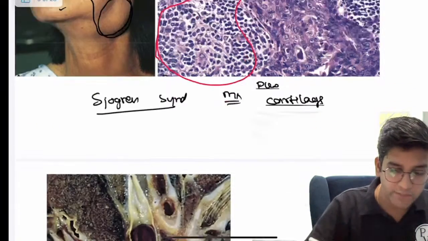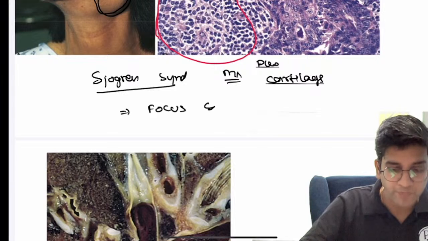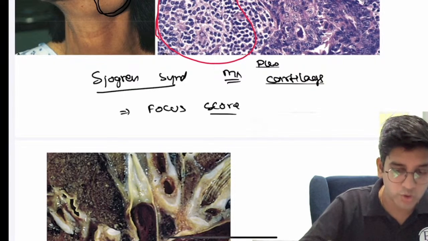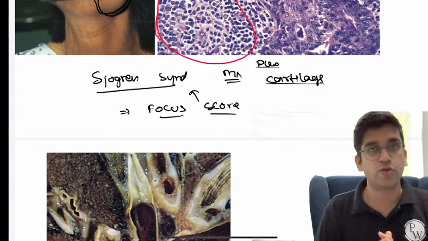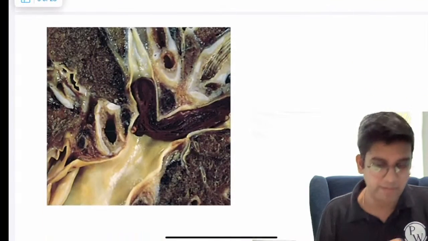And you have a score here. This also came in one of the INICET exams. There's a score called focus score. Focus score helps us to score in case of Sjogren's syndrome, which is done in a lip biopsy, right? Perfect. Okay, let's go to the next image.